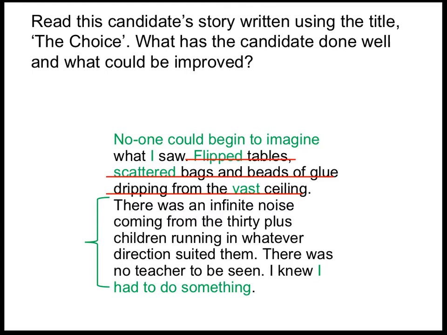We're now going to look at an example, and this particular candidate has responded to the title, The Choice. As you read through, you ought to think, what has the candidate done well, and what areas could they improve within the story? You'll notice that there's some colour coding all the way through this exemplar. Anything that's highlighted in green are things to be commended, and anything that is highlighted in red are areas that could be improved upon.